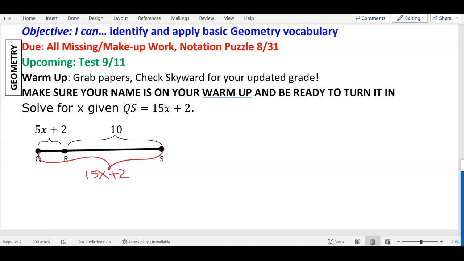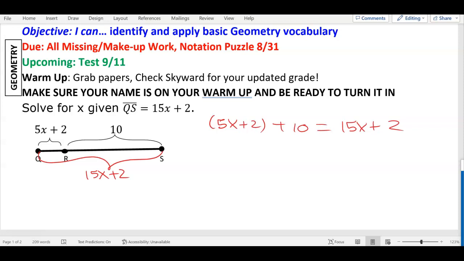I always highly suggest that you label it so you can see the parts and the whole. Now, the way we set it up is the left part, 5x plus 2, plus the right part, which is 10. So part plus part equals the whole thing. From Q all the way to S is 15x plus 2. This should look familiar. If it doesn't, I hope you're hearing me explain this. The left thing plus the right thing equals the whole thing. Okay? So, if you can set it up, then we got to solve it.